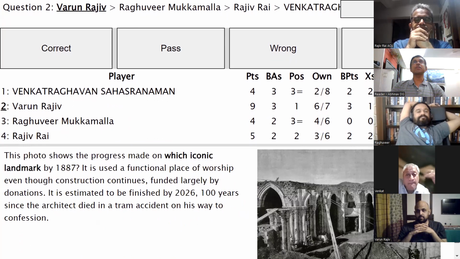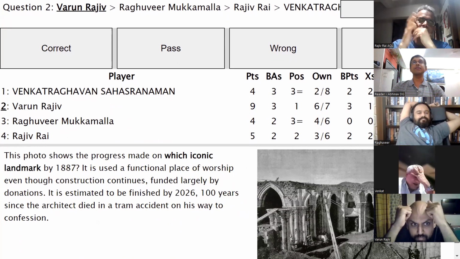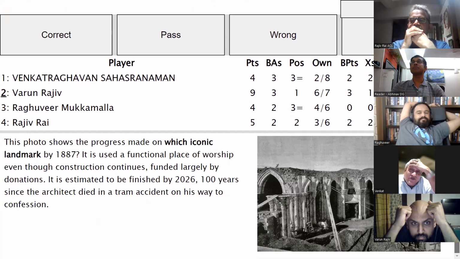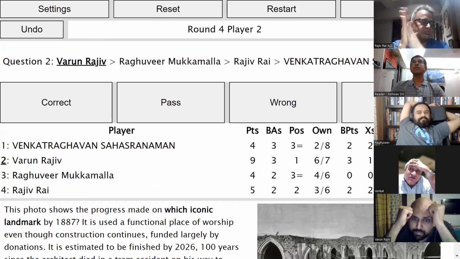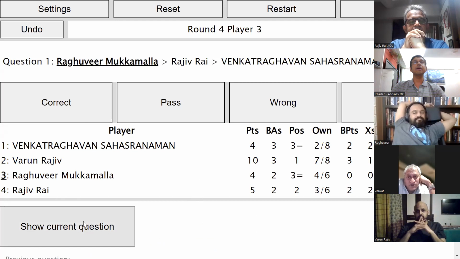This photo shows the progress made on which iconic landmark by 1887? It's used as a functional place of worship, even though construction continues, funded largely by donations. It's estimated to be finished by 2026, 100 years since the architect died in a tram accident. It's the image. Sagrada Familia. Sagrada Familia is correct. Takes Varun to a healthy lead at 10.